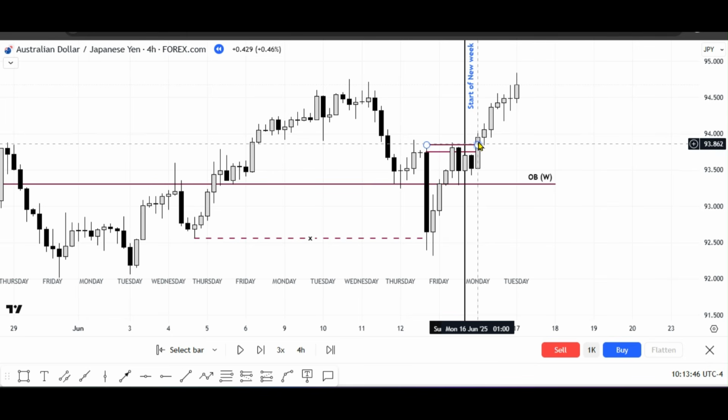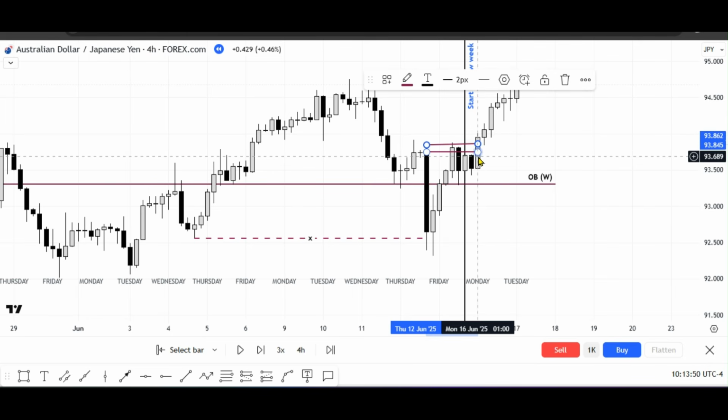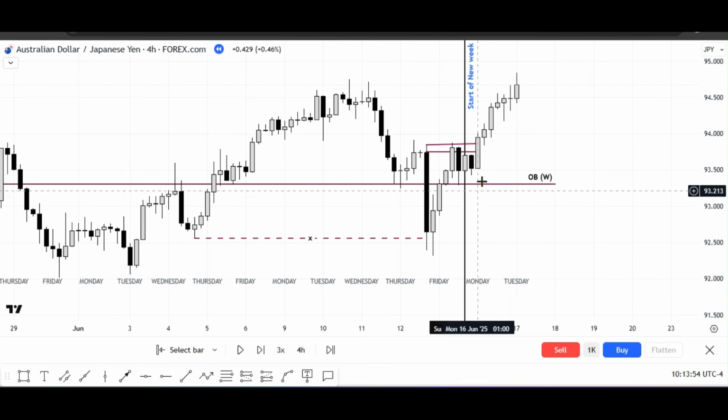At this point here, this is where we get our market structure shift. And this was a Monday 1 a.m. candlestick. This is New York time, I'm using New York time. So at this point, that is when we get a market structure shift, and we have confirmed that this market is bullish.